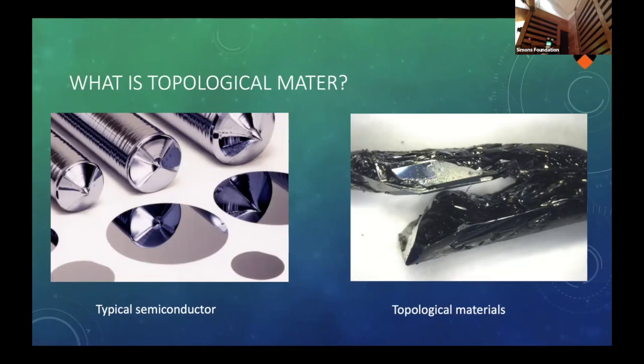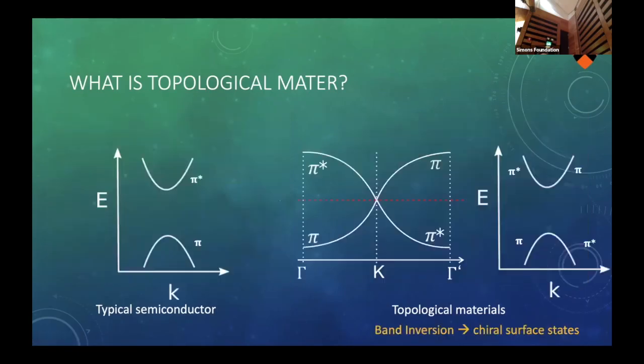However, I don't need to tell you this, but just to bring each other on the same page, there's of course an electronic difference. A typical semiconductor, and here I grew an organic semiconductor as an example, would have a band gap between a pi and a pi star band. A topological material, which can be a semimetal or semiconductor, will have a band inversion where the band character switches, and this band inversion of course causes surface states and something else.